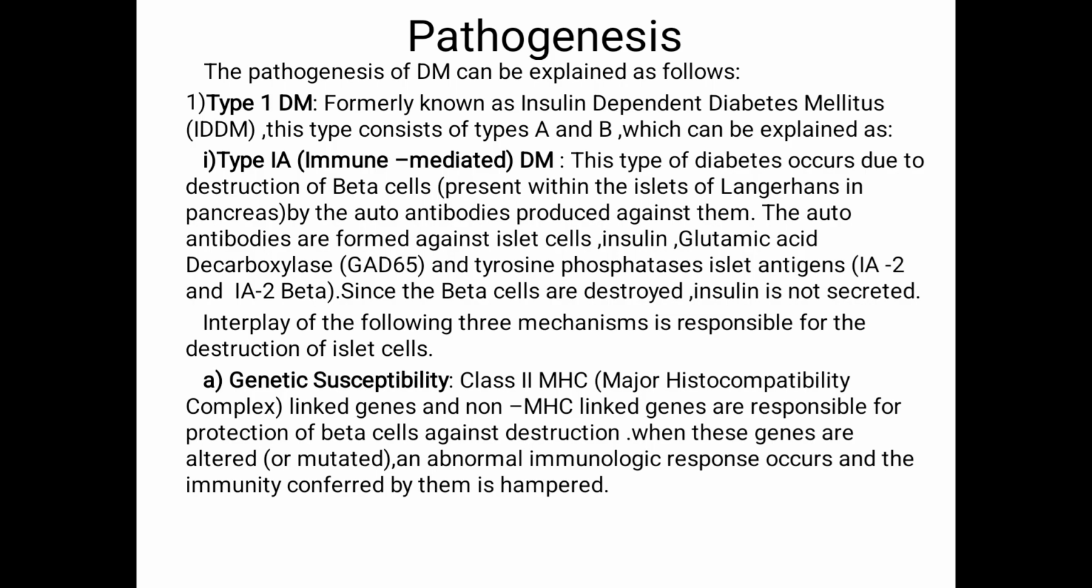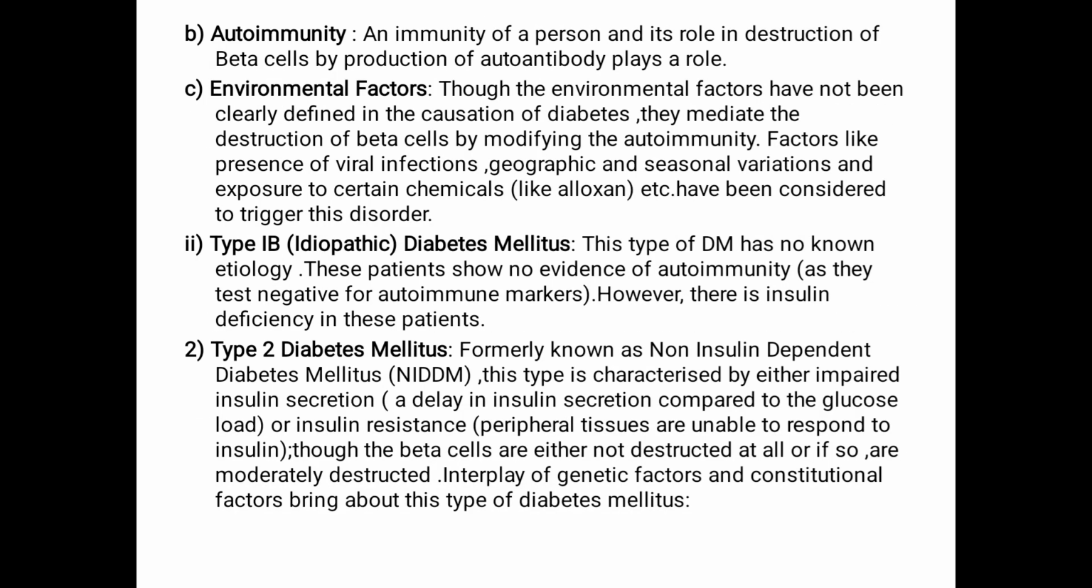First factor, that is genetic susceptibility. Class 2 MHC, that is major histocompatibility complex, linked genes, and non-MHC linked genes, are responsible for protection of beta cells against destruction. When these genes are altered or mutated, an abnormal immunological response occurs and the immunity conferred by them is hampered.